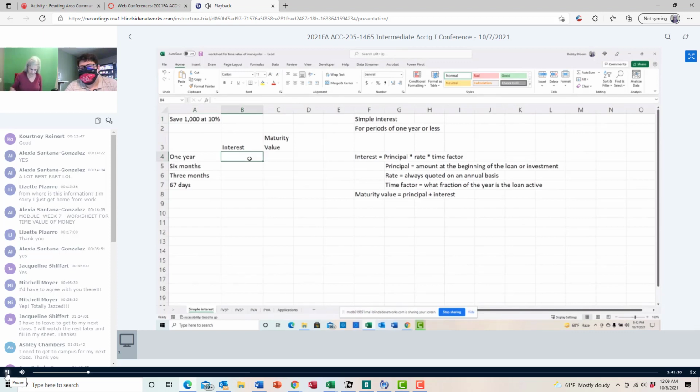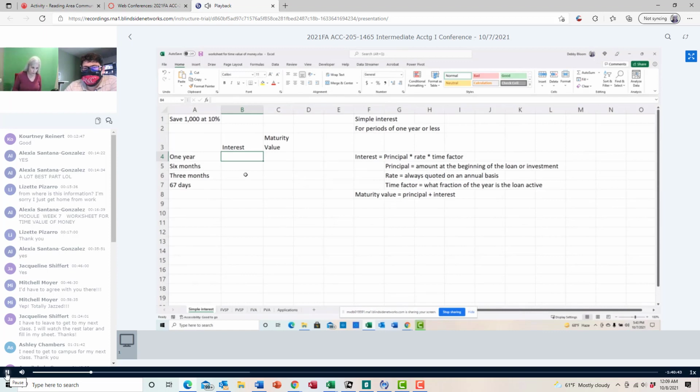Okay, so if it's 1 year, our principal would be $1,000. Our rate given in the problem is 10%. In Excel, you could use either 0.10 or 10 followed by the percent key. You can't use 10 because that's 1,000%. No, 1,000%. I was exactly right. And for the maturity value, we just take 1,000 plus the interest.